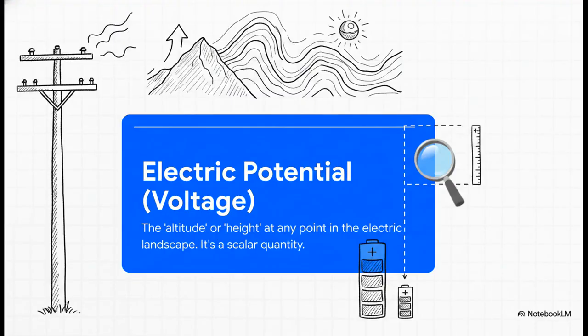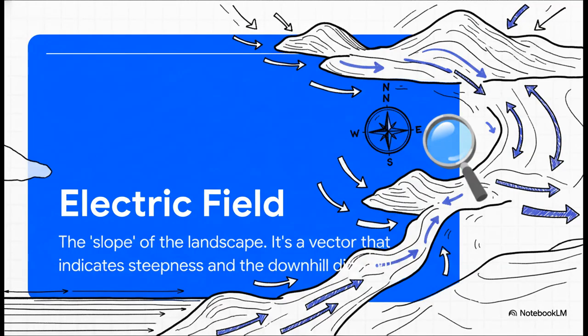Okay, first up, we have electric potential. You probably know it better as voltage. In our map analogy, this is super simple. Potential is just the altitude. It's a single number telling you how high up you are at any spot. Higher voltage just means you're at a higher altitude. That's it.